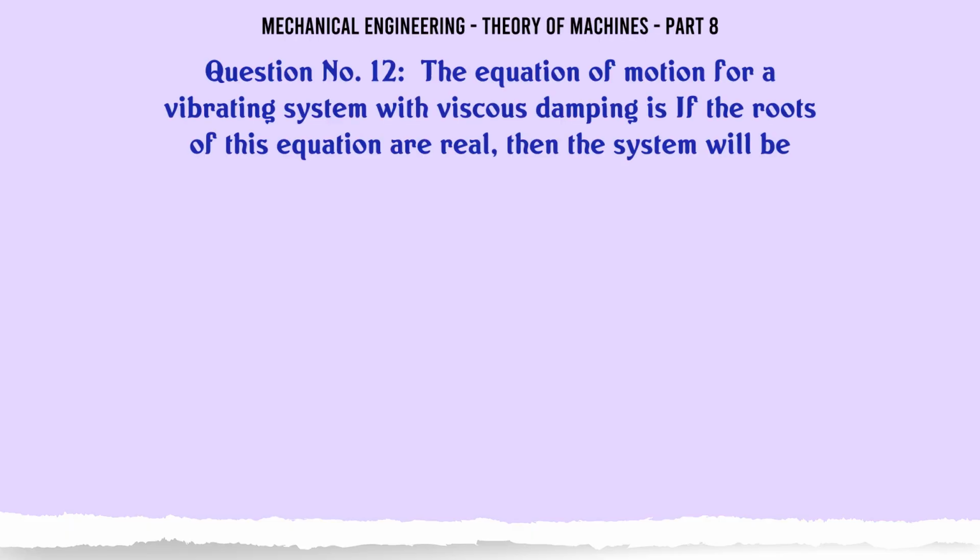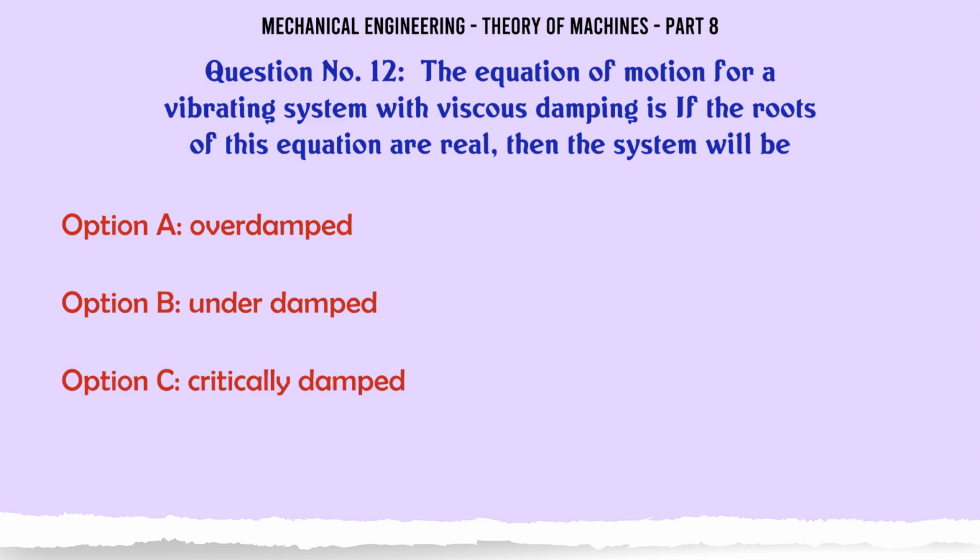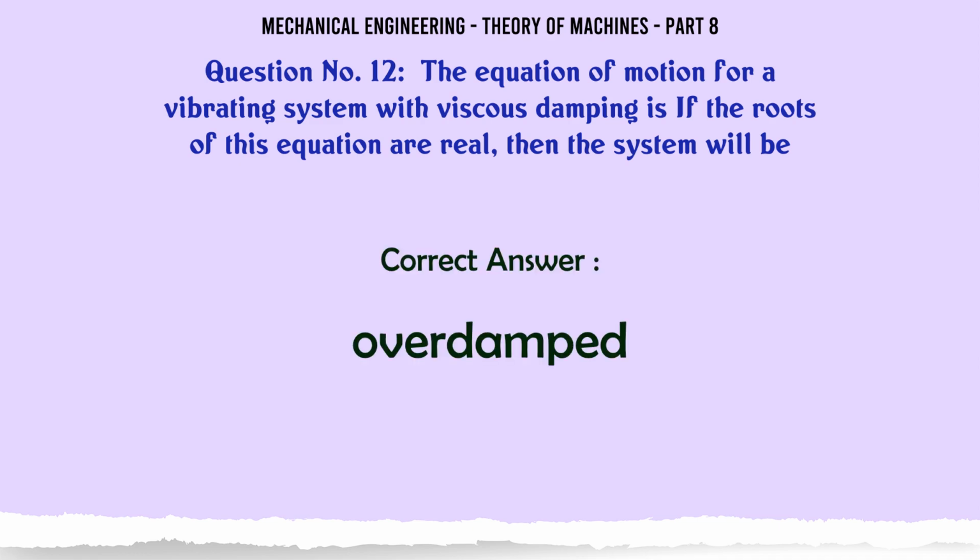The equation of motion for a vibrating system with viscous damping is given. If the roots of this equation are real, then the system will be: A. Overdamped, B. Underdamped, C. Critically damped, D. Without vibrations. The correct answer is overdamped.